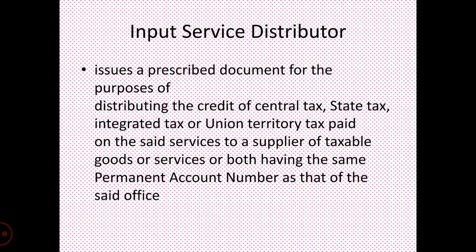The amount of the credit distributed shall not exceed the amount of the credit available for distribution. The credit of the tax paid on the input services attributable to a recipient of credit shall be distributed only to that recipient, and the credit of the tax paid on the input services attributable to more than one recipient of credit shall be distributed among such recipients to whom the input service is attributable.